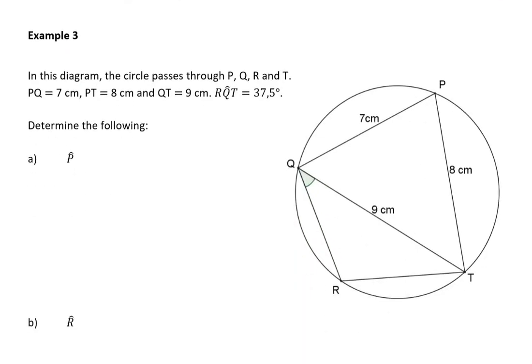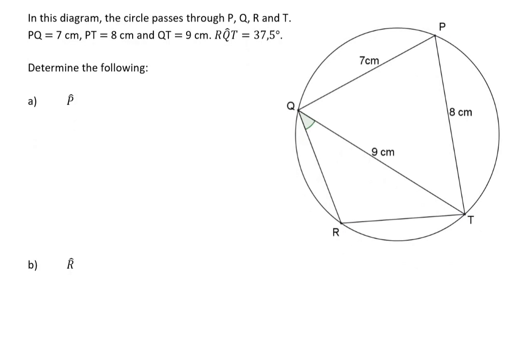Okay, let's try one last one. In the diagram, the circle passes through P, Q, R, and T. So just so you know that means that this is a cyclic quadrilateral because all four of those are on the circumference of the circle. We've got 7 centimeters, 8 centimeters, and 9 centimeters, and RQT, which as you can see is not labeled in because it was too small, this is 37.5 degrees. So always read the blurb.